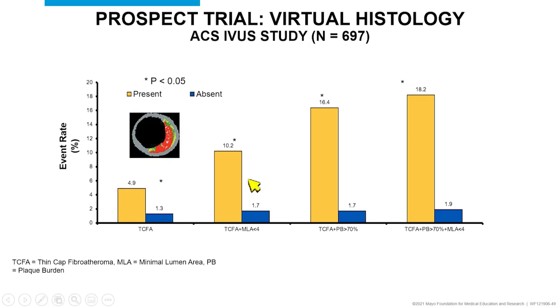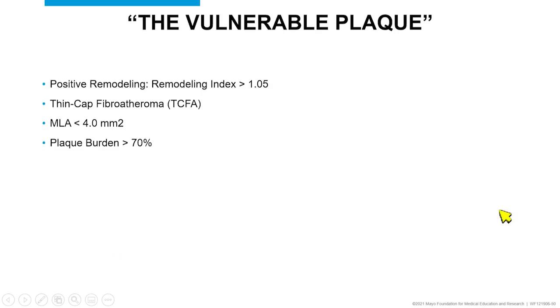This is interesting data for virtual histology from the PROSPECT trial, and they looked at a number of characteristics and tried to determine if the event rates go up with the presence of those characteristics. If you have a thin cap fibroatheroma, if your minimum lumen area is less than 4 square millimeters, and if your plaque burden is relatively high, all those factors together will give the highest event rate. So it seems to be cumulative.